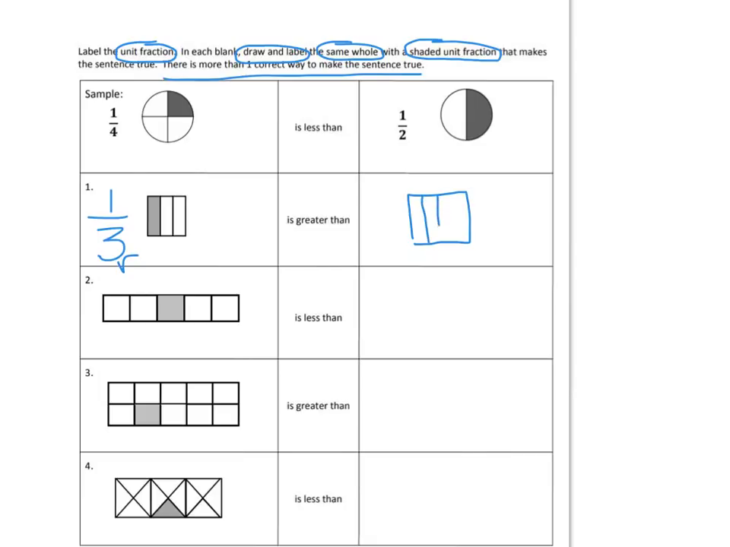Because if I break this up into fourths and I shade 1/4, 1/4 takes up less amount of room in my picture than 1/3 does. 1/3 is greater than 1/4. In this case, just remember, the smaller the denominator, the greater the fraction. The larger denominator is a smaller fraction. Keep that in mind.